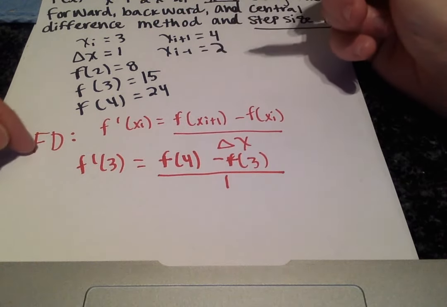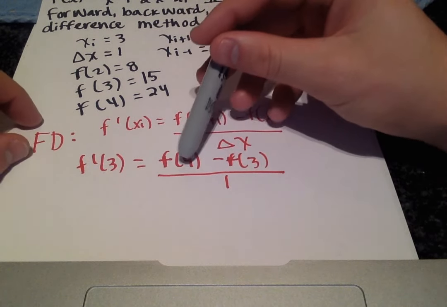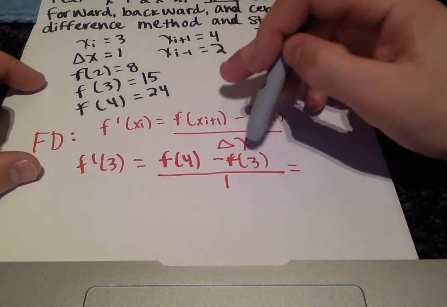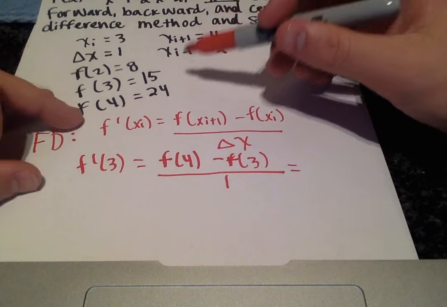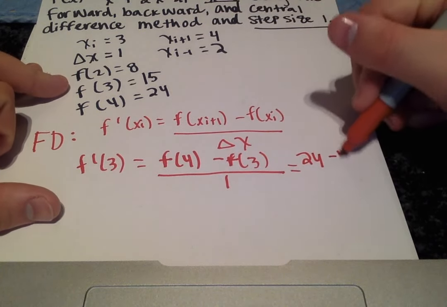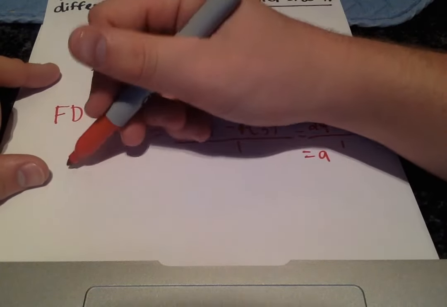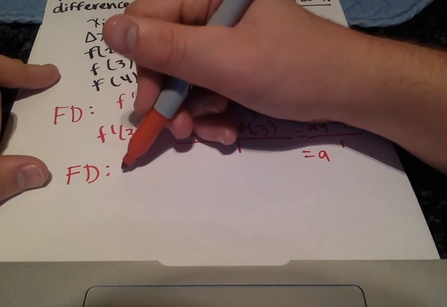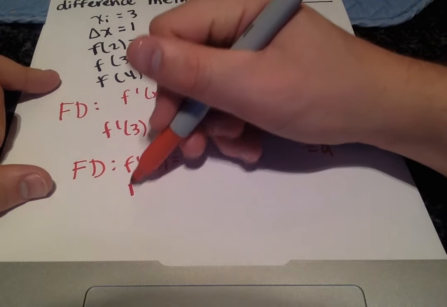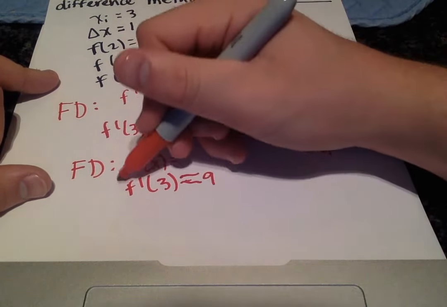So notice the forward difference method, as the name implies, we're taking a point ahead of our point of interest, and we're using that to calculate the derivative. So f of 4 minus f of 3 all over 1, that's just 24 minus 15 over 1, or 9. So with the forward difference method, we get our f prime of 3 value approximately equal to 9.